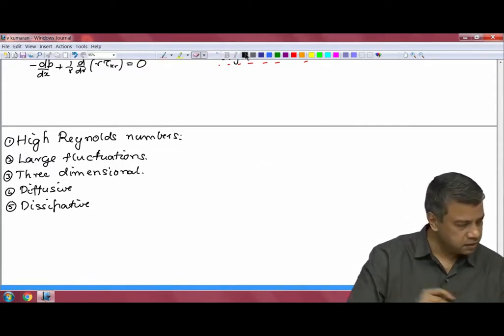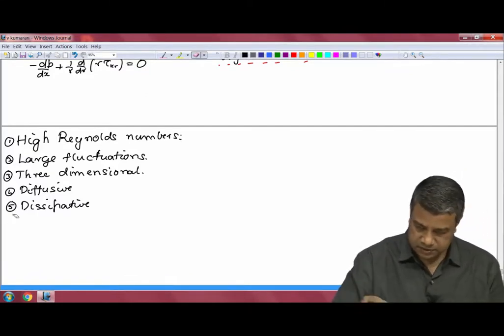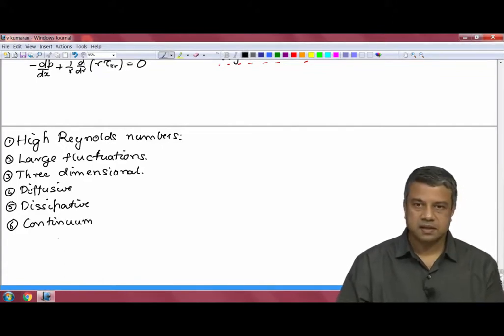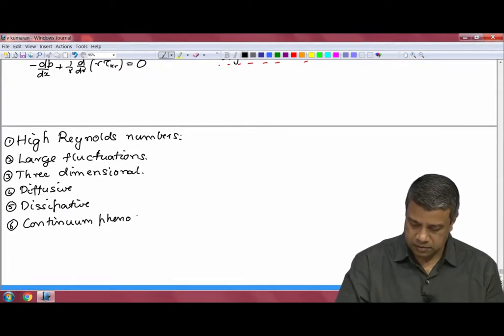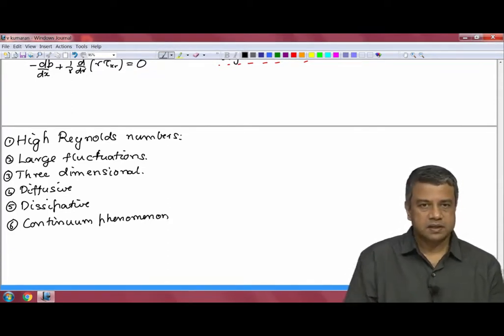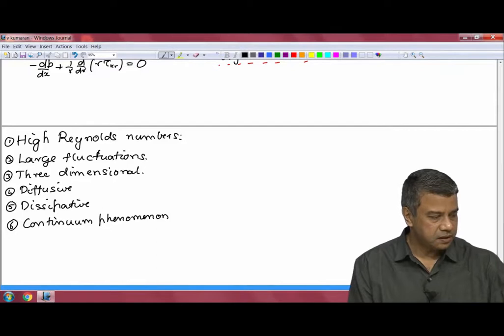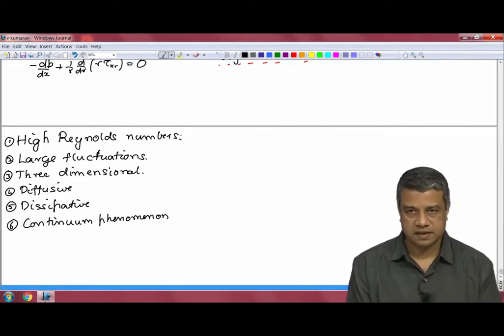And two further properties. One is that it is a continuum phenomenon. The smallest scales in a turbulent flow are always much larger than the molecular scale. If you recall, I had told you that a turbulent flow contains eddies of a range of sizes. The smallest of these is always much larger than the molecular scale. Therefore, it is a continuum phenomenon. It can be described by the same equations that are used to describe a laminar flow.